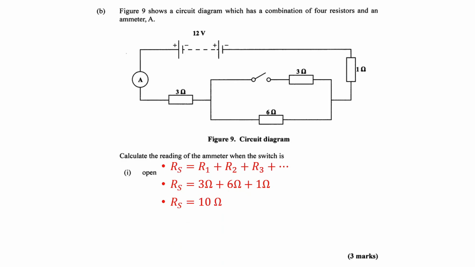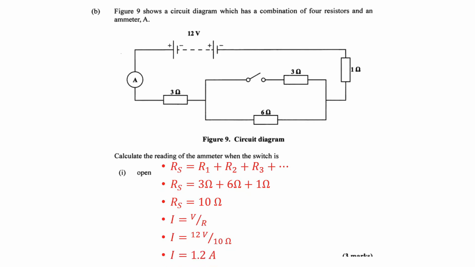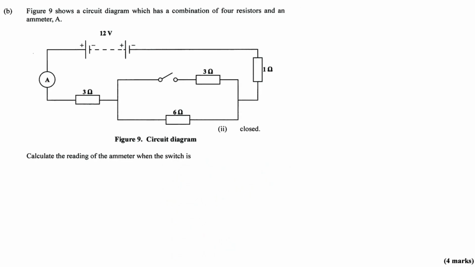Then the current will be the voltage divided by the resistance. So 12 volts divided by 10 ohms gives you 1.2 amperes. Part 2 of Part B. Calculate the reading of the ammeter when the switch is closed.